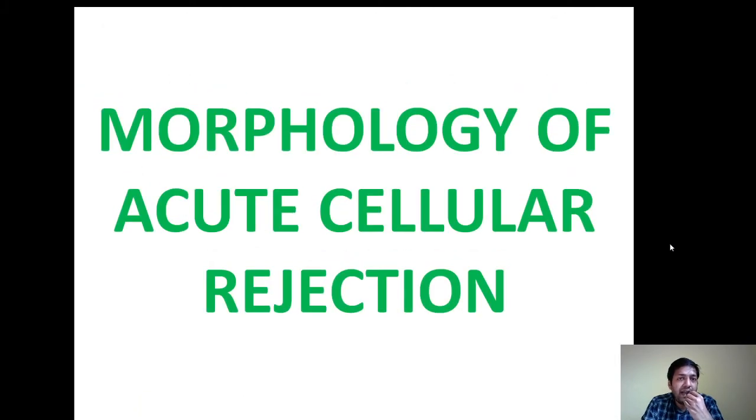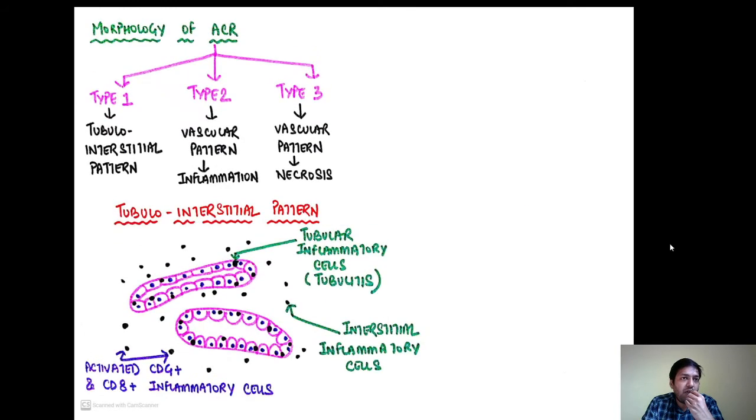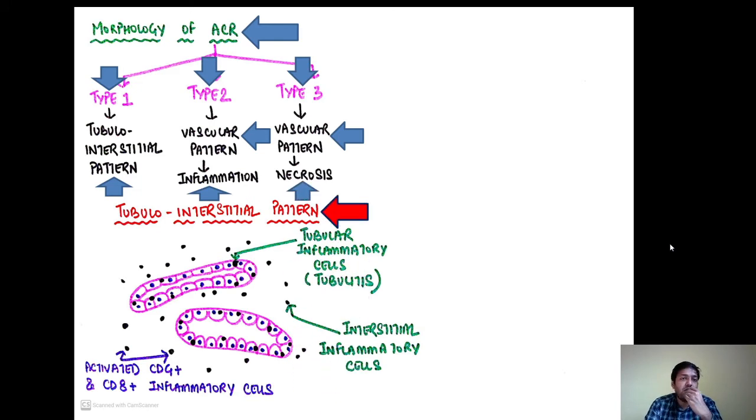Now moving ahead, the morphology of acute cellular rejection. So what is the morphology? Remember, the morphology of acute cellular rejection can be divided into three main types. There is the type 1 tubulointerstitial pattern, type 2 which is the vascular pattern which is characterized by inflammation, type 3 is also a vascular pattern but which is characterized by necrosis. Remember, there is a tubulointerstitial pattern. So the tubulointerstitial pattern, that is the first morphological pattern.